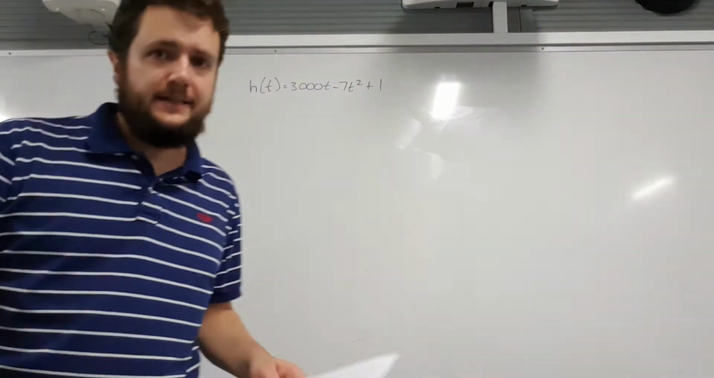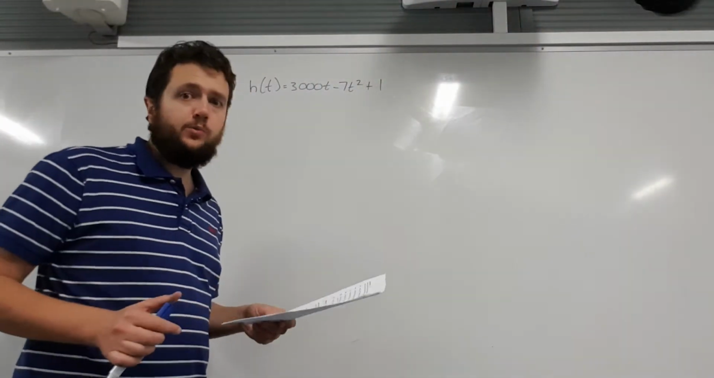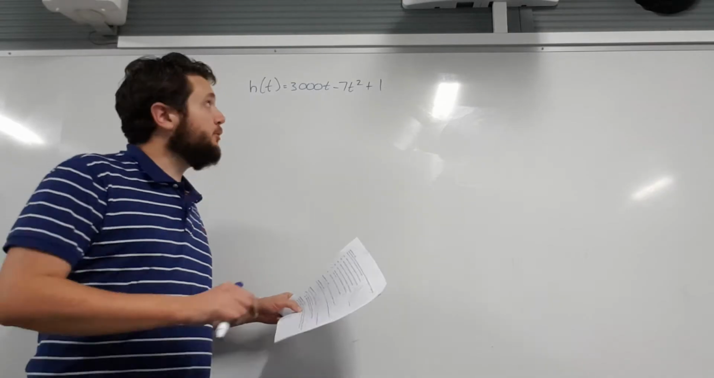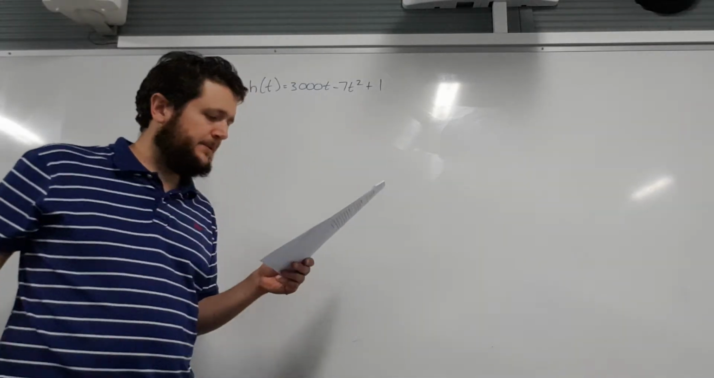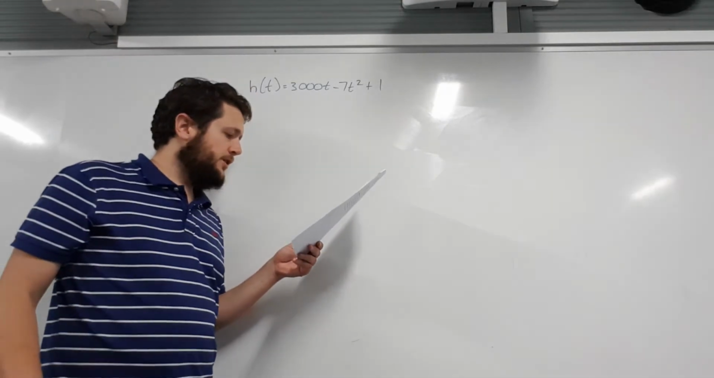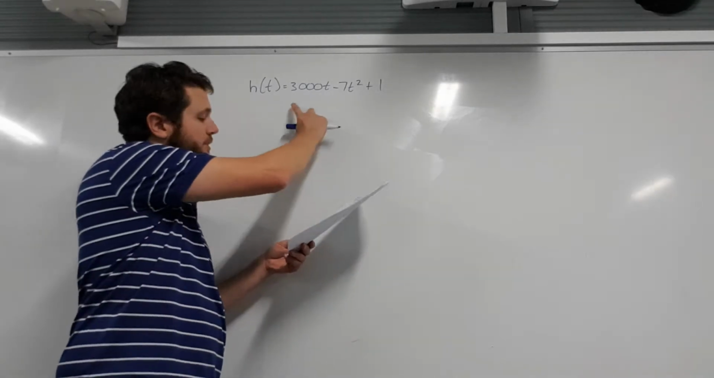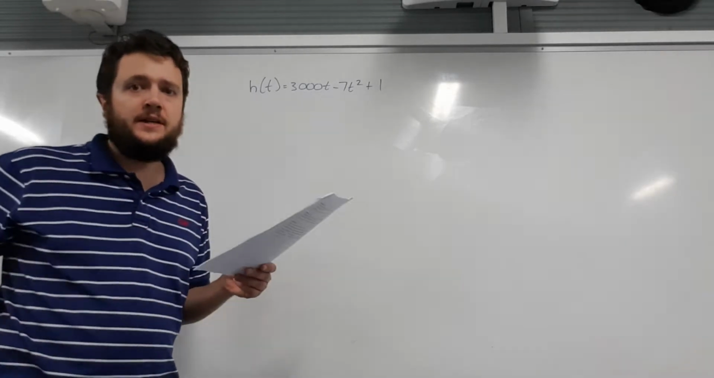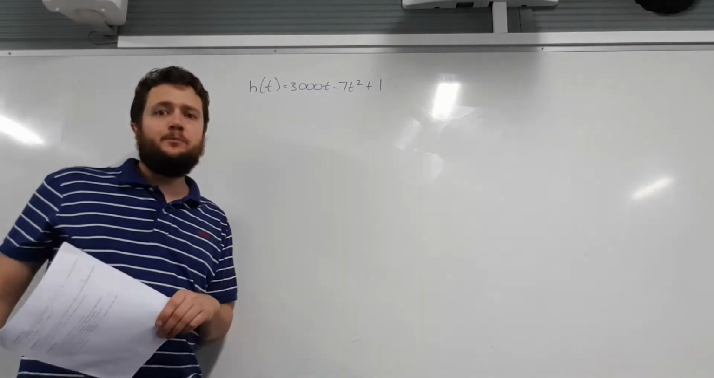All right, season 1, episode 12. So we're given this model of a rocket being fired up into the sky. We've got the meters in the sky and the time in seconds. It wants us to find the maximum height.